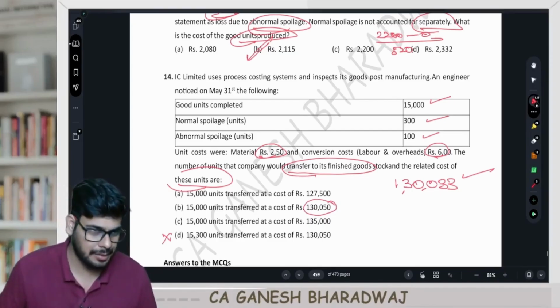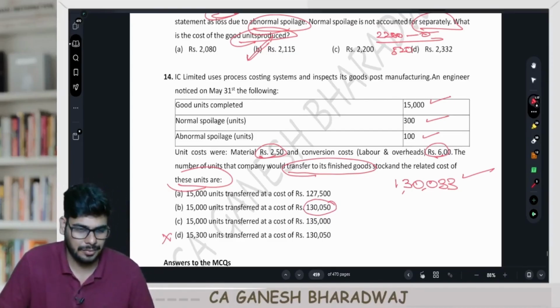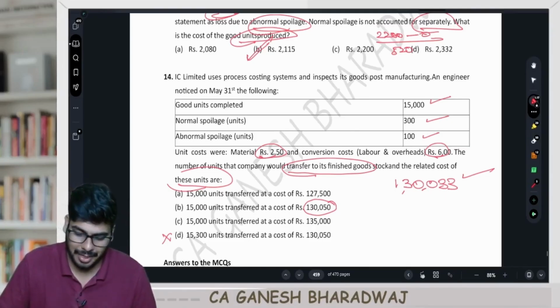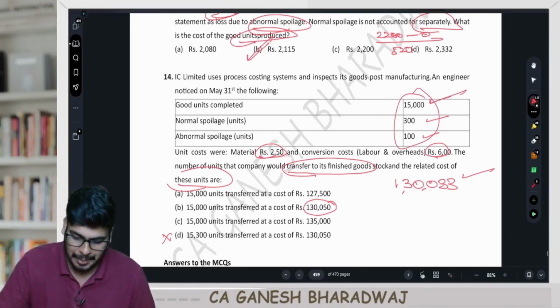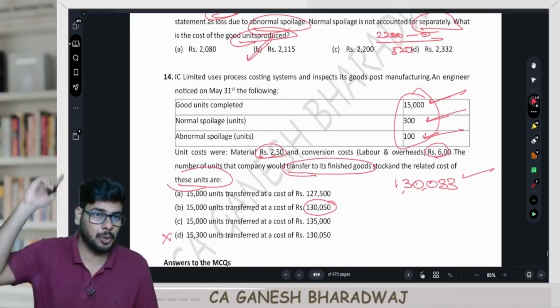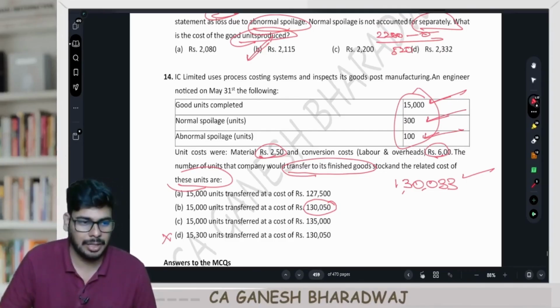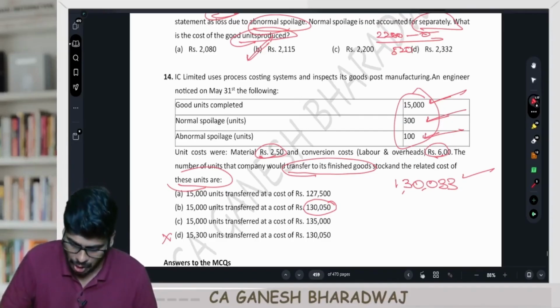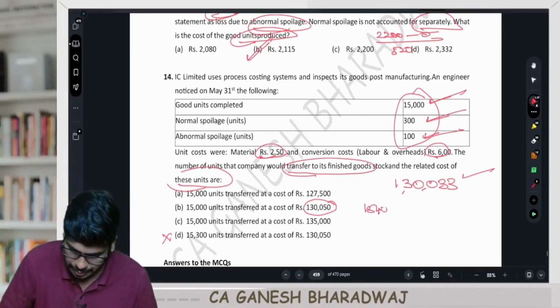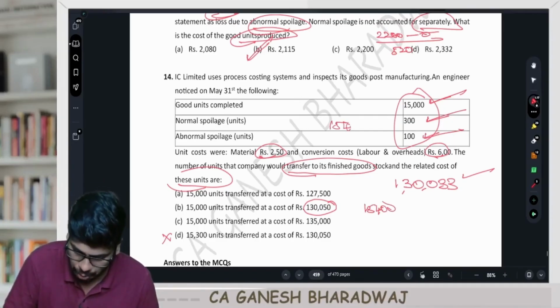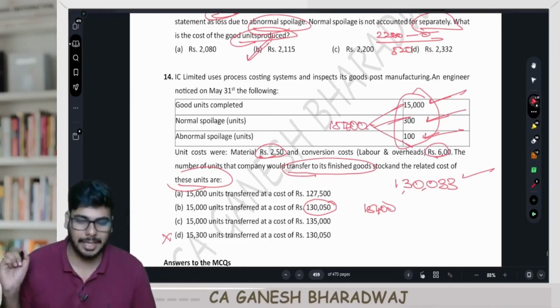Now, how did you get it? They have given the credit side items, that is units completed and transferred 15,000, normal loss units, abnormal loss units, which means the total input would have been how much? 15,400, right? I inputted a total of 15,400, that is represented by these three.